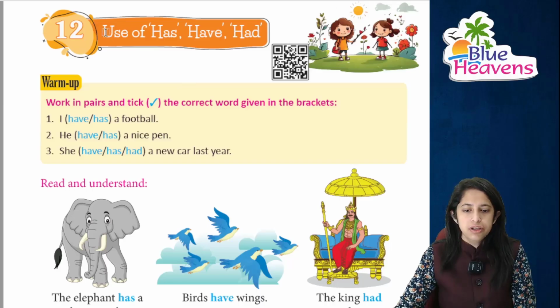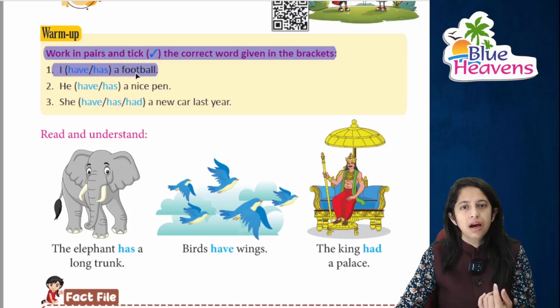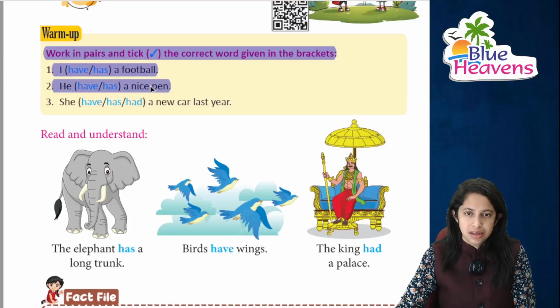So the title of our chapter is use of has, have and had, right? Work in pairs and tick the correct word given in the brackets. देखिए, I has or have a football. I के साथ क्या आता है, have, right? He have or has a nice pen. He has a nice pen.